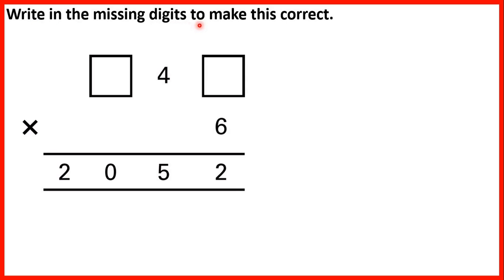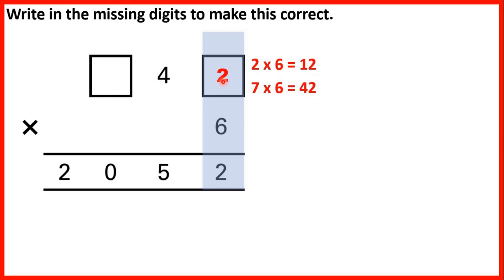Write in the missing digits to make this correct. So we have a missing digit column multiplication, and we solve this by following the same steps that we use for column multiplication, so starting by multiplying our ones digit. We have something times 6, and we have a 2 as the ones digit of our answer. So how can we make a ones digit of 2 if we multiply by 6? Well, we could have 2 times 6 is 12, or we could have 7 times 6 is 42, because they both end in a 2, so we'll give a ones digit in our answer of 2.